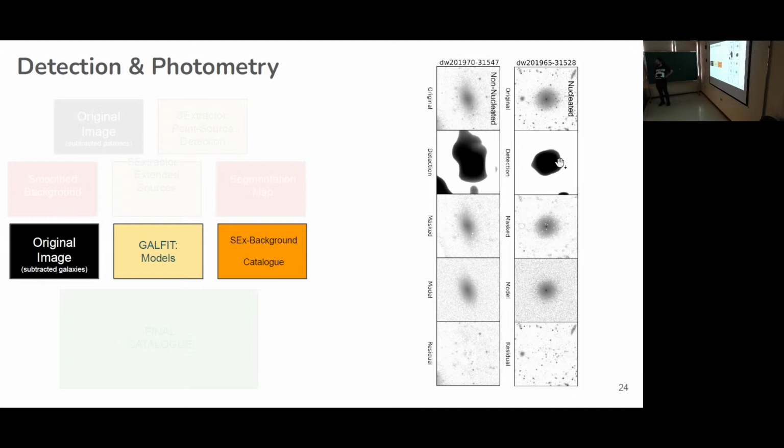Clear that those objects are galaxies. But when you go to the absolute magnitude around minus 11, for example, it's very difficult to say ultra-compact dwarf or globular cluster. Yeah, but the distance.